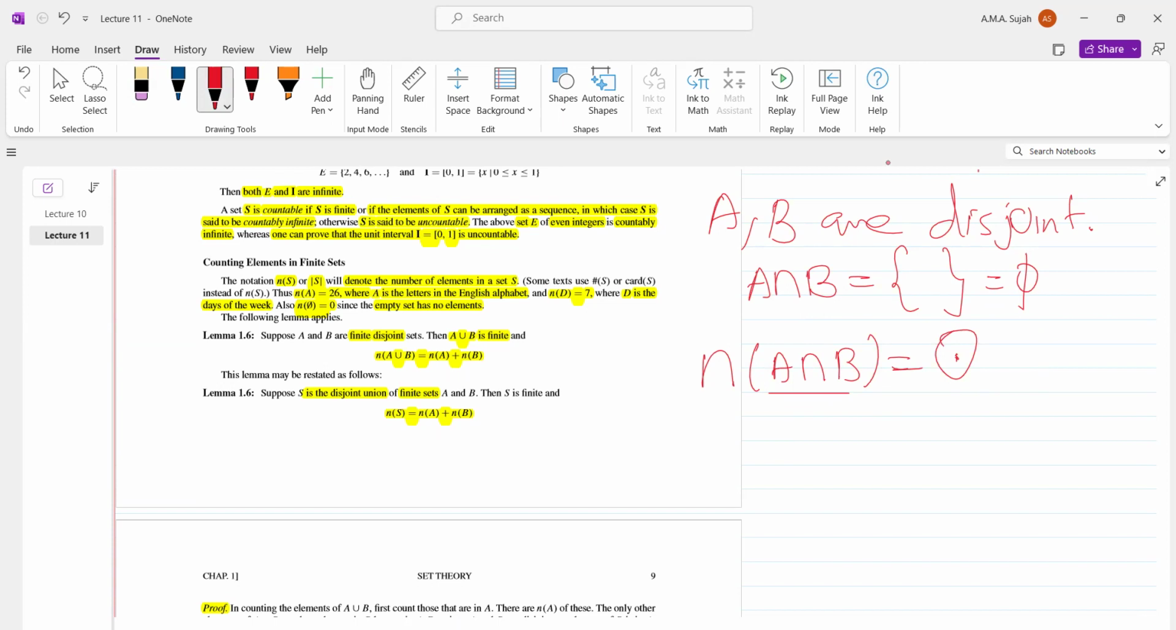In the same situation, A and B are disjoint sets. Now I am asking for the number of elements in the universal set. What is the answer for this one? Now I'm asking you, it means I don't know the exact value. How can you find out the number of elements in the universal set?